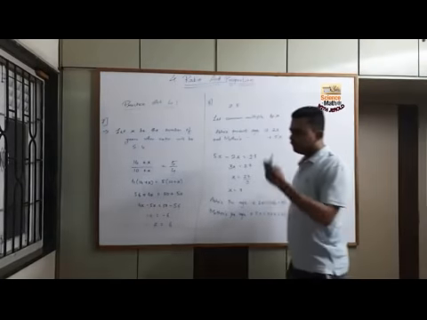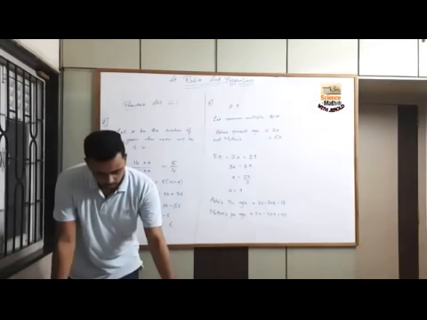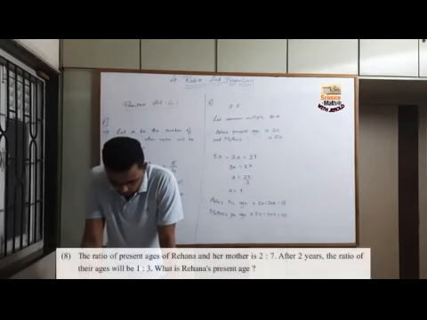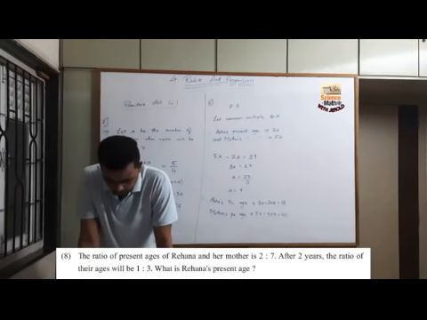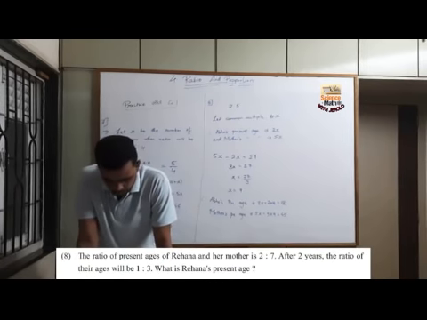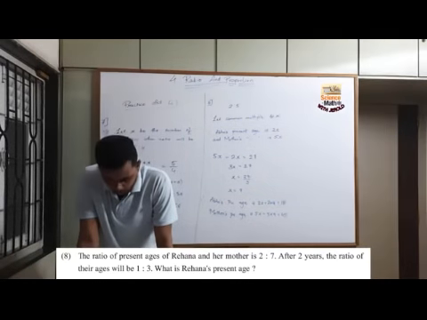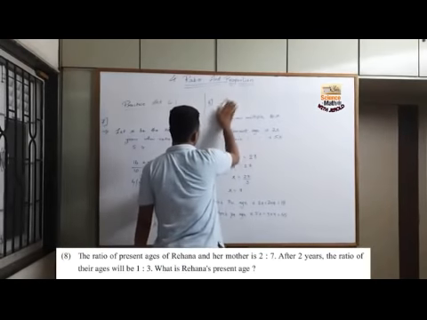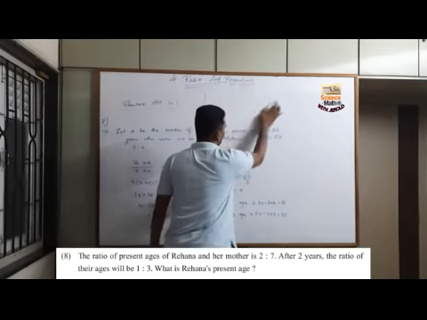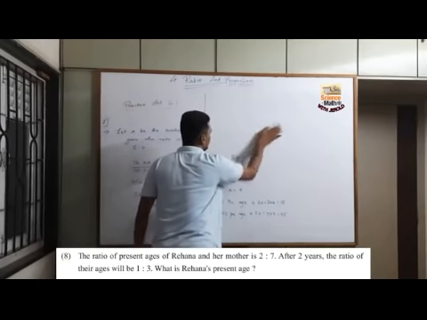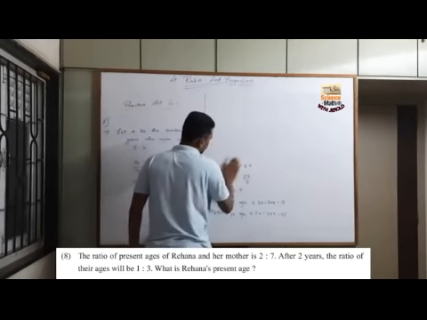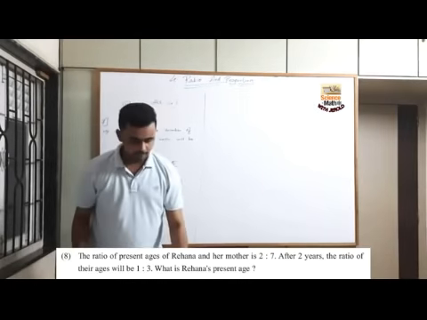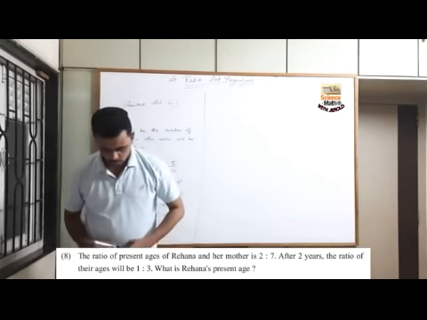Let us read question 8 of practice set 4.1. The ratio of present age of Rihanna and her mother is 2:7. After 2 years, the ratio of the ages will be 1:3. What is Rihanna's present age? Think of how we are supposed to do this sum. Till then, I will clear the board for us to do this last practice problem.